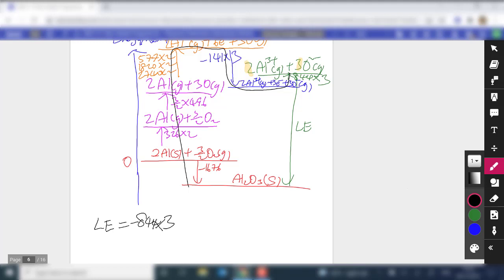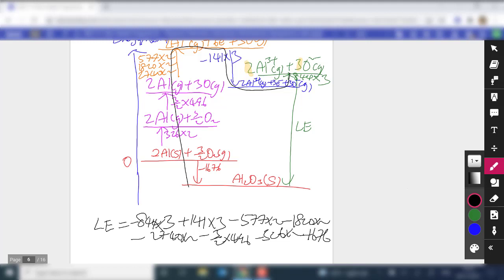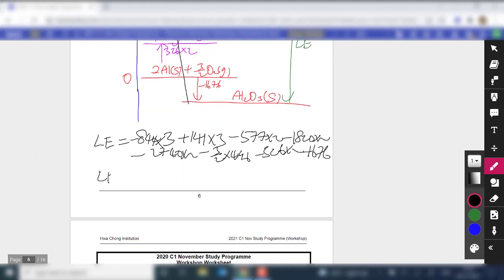plus 141 times 3. Then negative 577 times 2, negative 1820 times 2, negative 2740 times 2, negative 3 half times 496, negative 326 times 2, and then negative 1676. So our lattice energy eventually, if you punch the calculator, will be negative 15,455 kilojoules per mole. If we leave it as 3SF, that will be negative 1.55 times 10 to the power of 4 kilojoules per mole.